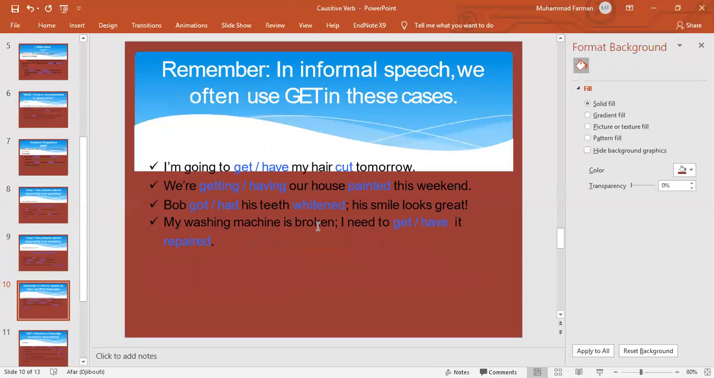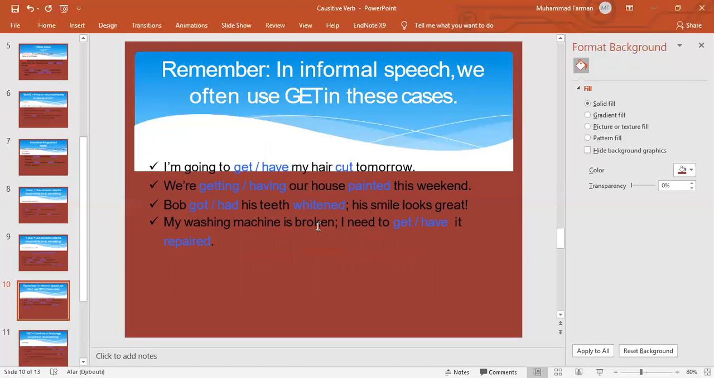Remember, in informal speech, we often use get in these cases, and sometimes we replace get with have and have with get. Hum get ki jagah par have bhi istemal kar sakte hain aur have ki jagah par get bhi istemal kar sakte hain. It means we have some replacement for have and get. Get can be replaced with have, and have can be replaced with get.